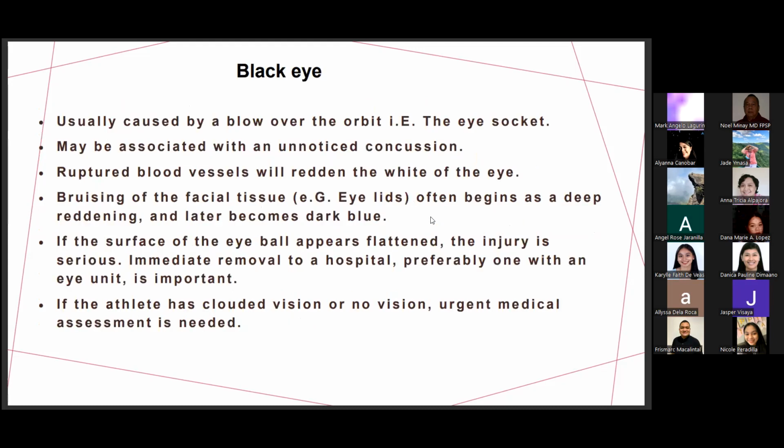Next is black eye. Usually caused by a blow over the orbit, the eye socket. May be associated with an unnoticed concussion. Ruptured blood vessels would then render the white of the eye red, with bruising of the facial tissues and eyelids, often beginning as a deep reddening and later becoming dark blue. If the surface of the eyeball appears flattened, the injury is serious, and immediate removal to a hospital, preferably one with an eye unit, is important. If the athlete has cloudy vision or no vision, urgent medical assessment is needed.